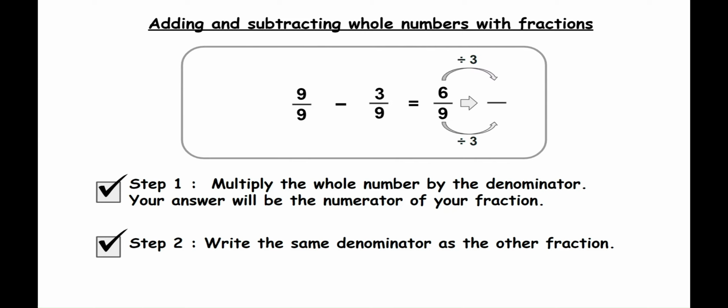And this fraction can be reduced. Both numerator and denominator can be divided by the same number, which is 3. So 6 divided by 3 is 2, and 9 divided by 3 is 3. Now, if reducing fractions is something that you're not yet familiar with, I recommend that you watch my video on reducing fractions where I explain how that's done. Let's try another one.